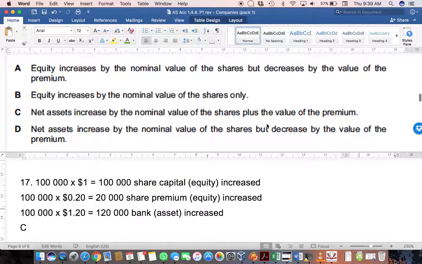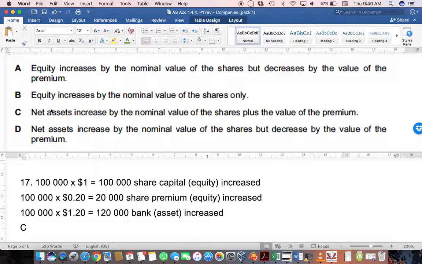Now, if you have a look at the answers given, it's actually quite interesting, because the first one, equity increases by the nominal value but decreases by the value of the premium. That makes no sense. Premium is increased, so A is not an option. Equity increases by the nominal value only. No, the premium is part of equity and needs to be used here too.